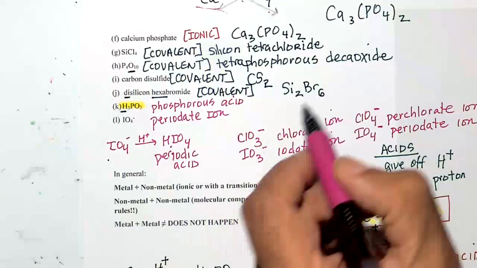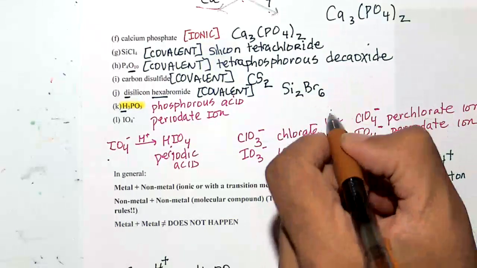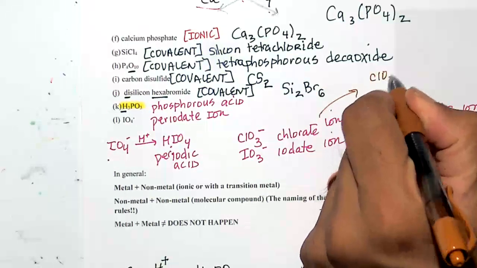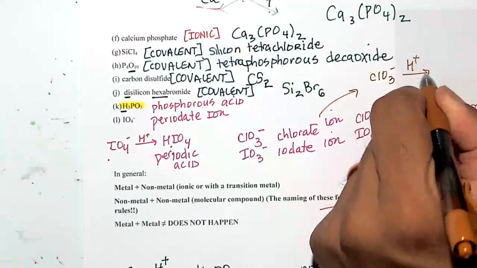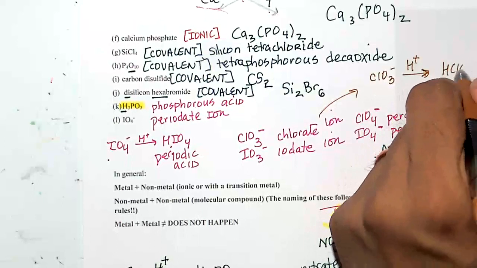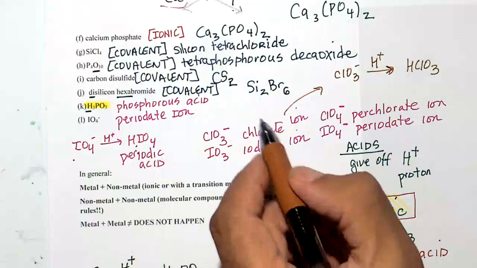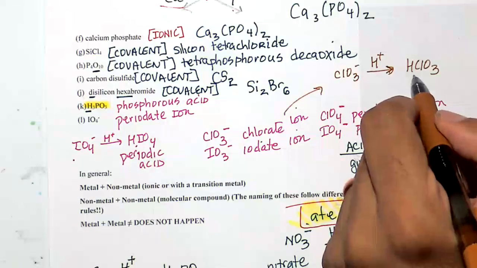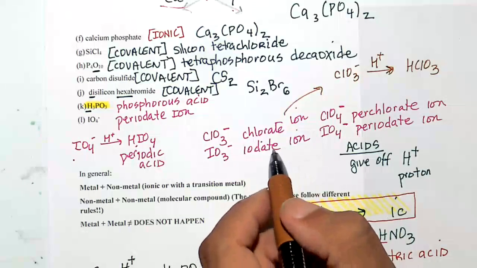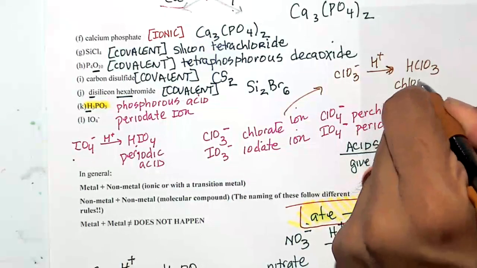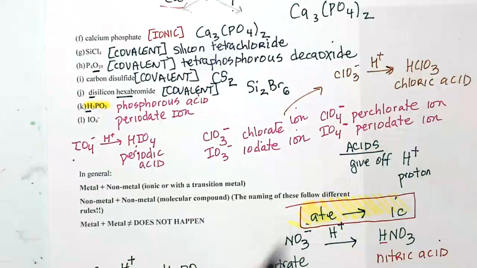If I were to take ClO3 minus and acidify it and it becomes HClO3, what would the name of this acid be? Chlorate. If I add a proton to it, what will it be? Chloric acid. Okay, chloric acid. So that is how we do acids. It's a little bit of a different scheme here.